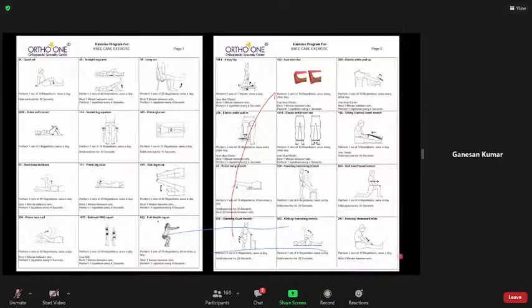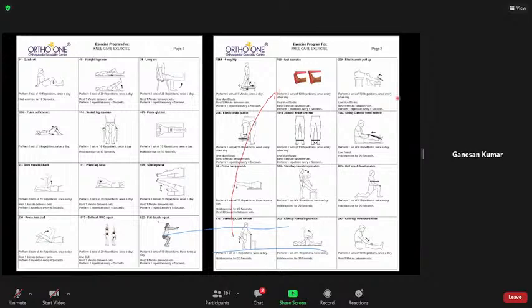These are common exercise possibilities we have for our patients here in ONE. And these are not all exercises we will give, but based on the assessment, we will be using some of the exercises.